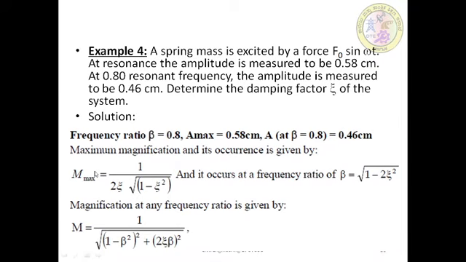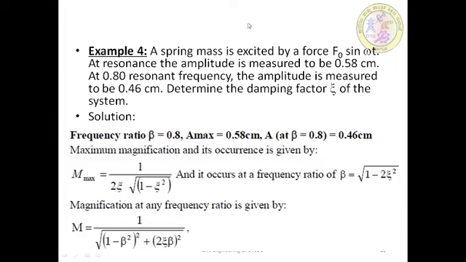So here what is given in the problem is the frequency ratio. 0.8 of the resonant frequency means the frequency ratio beta is equal to 0.8, and the maximum amplitude A max at resonance is given as 0.58. At beta equal to 0.8, the amplitude is 0.46 centimeter. So the magnification factor is given by this equation, 1 divided by 2 chi into square root of 1 minus chi squared.